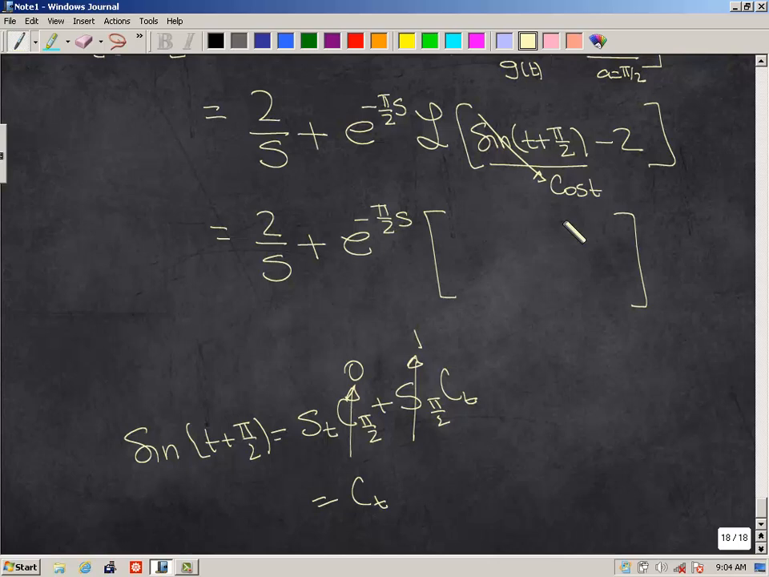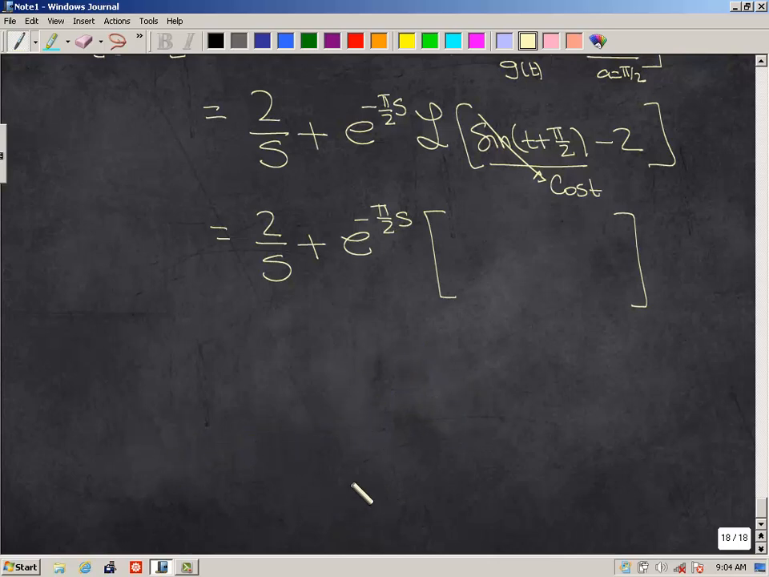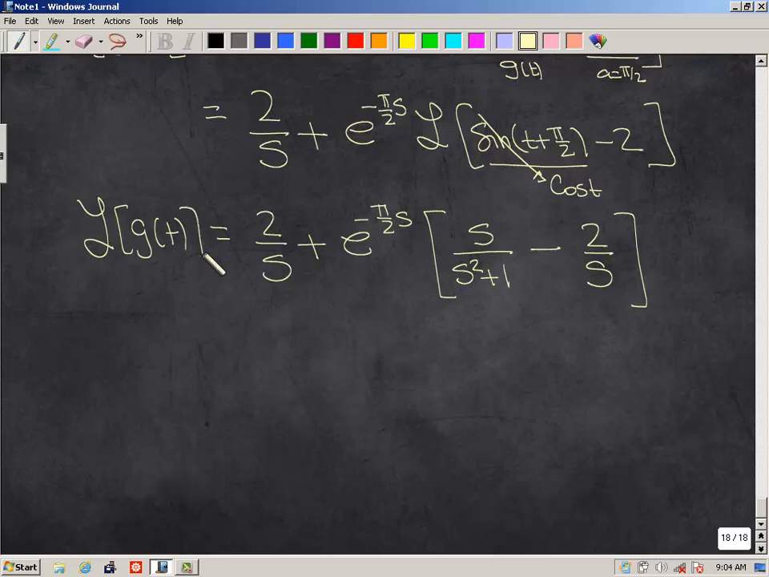So what is Laplace of cosine of t? We definitely do know that, so let's use that. Laplace of cosine of t is just s over s squared plus 1, since b is 1 here, minus the Laplace of 2. Laplace of a constant is just 2 over s, and there is the Laplace of the function g of t.